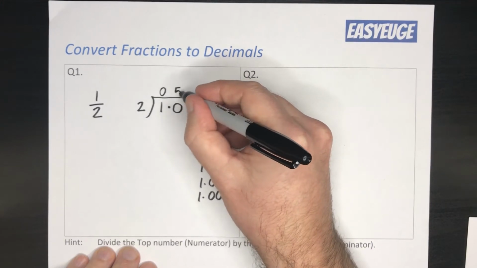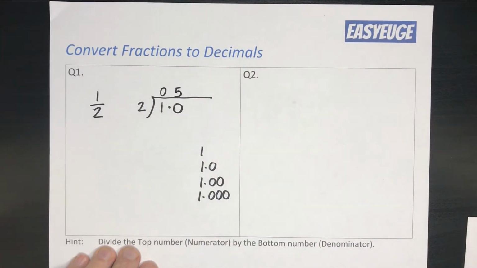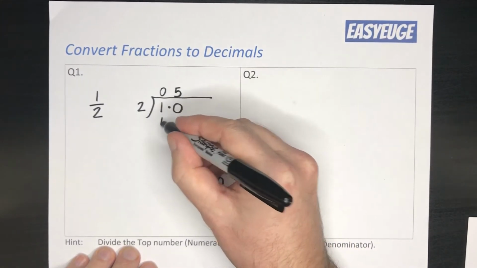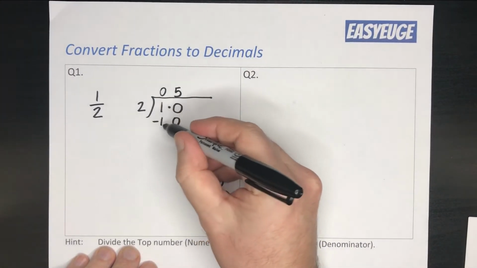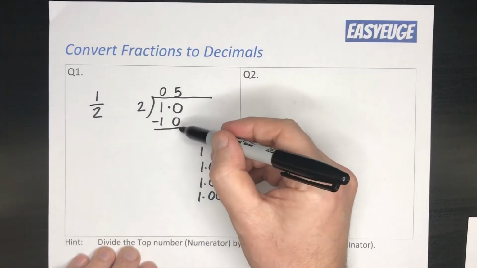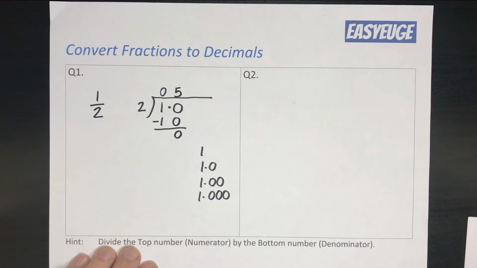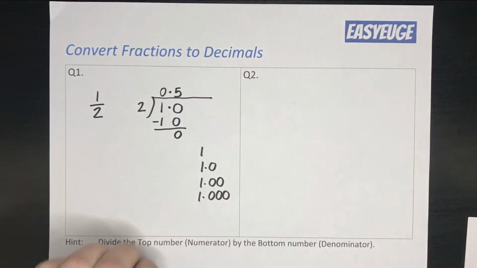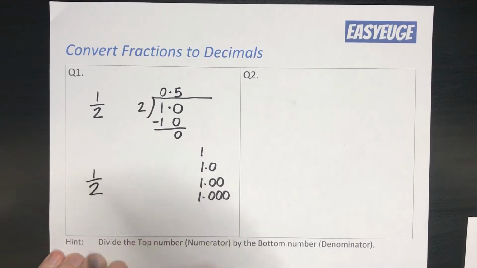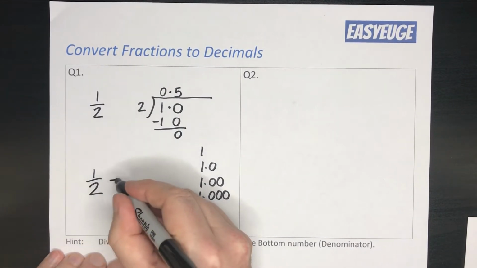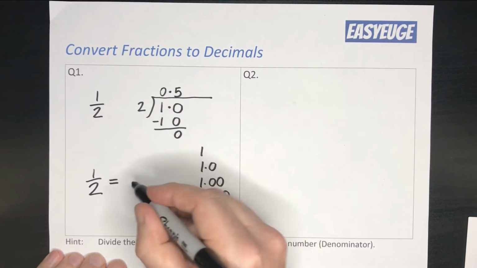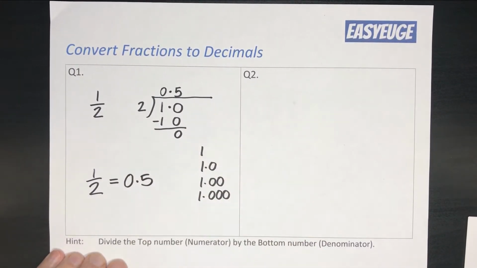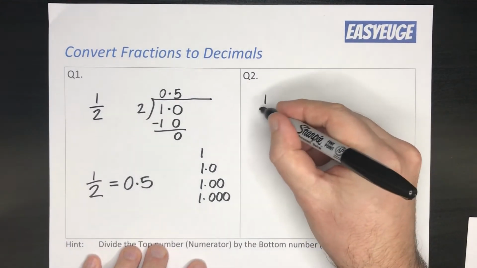So we put 5 up here on the top, and then to do our long division check, 5 2s are 10, and we do our subtract to work out the remainder. 10 take away 10 is 0, so we are now finished. So don't forget about the decimal place. All we have to do is move it from there up to there. So the answer to 1/2 converted into a decimal, 1/2 equals 0.5. There you go.